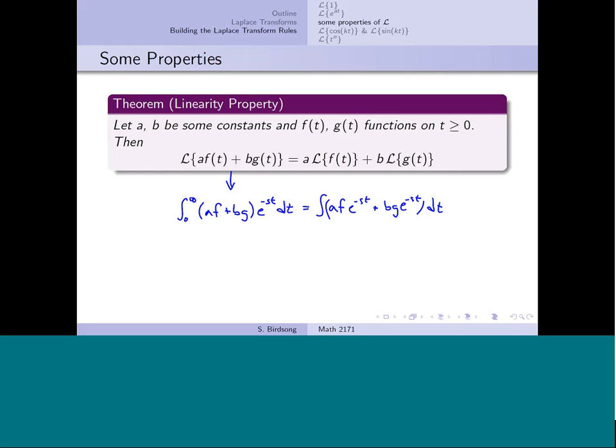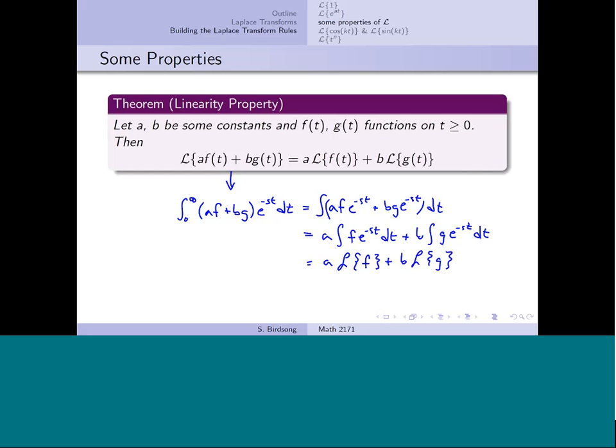And what do we know about integrals? You can totally break this stuff up. Pull the constants a and b out front. You can't pull the f and the g's out front because they potentially have t's involved. And notice this is how you get your Laplace transform of f and your Laplace transform of g. This works 100% because they're built from integrals.